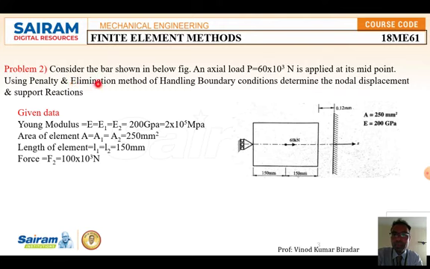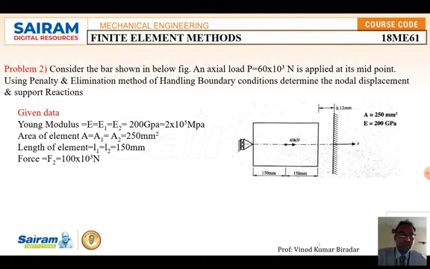Problem number 2: consider the bar shown in the figure below. An axial load P equal to 60 into 10 to the power of 3 Newton is applied at its midpoint. Using the penalty and elimination method of handling boundary conditions, determine the nodal displacements and support reactions. This problem can be solved by either method. I am going to solve it by the penalty method, since the elimination method we already solved.